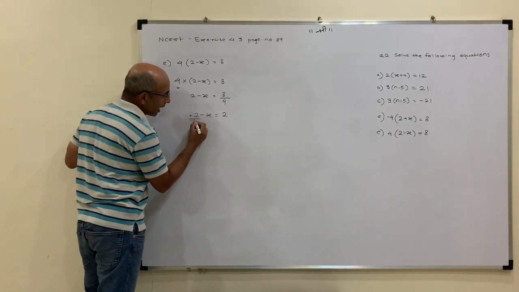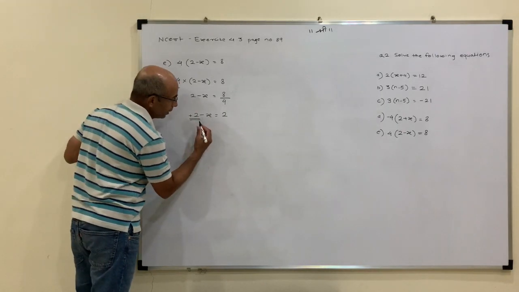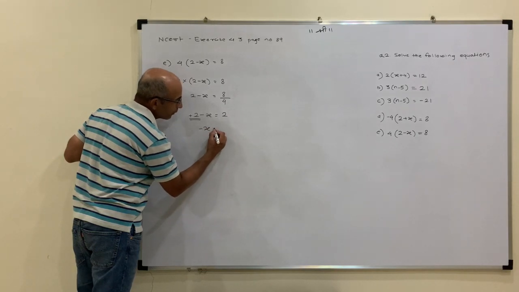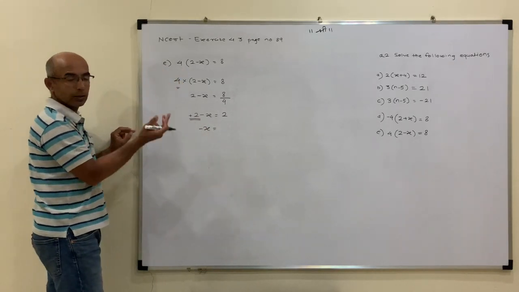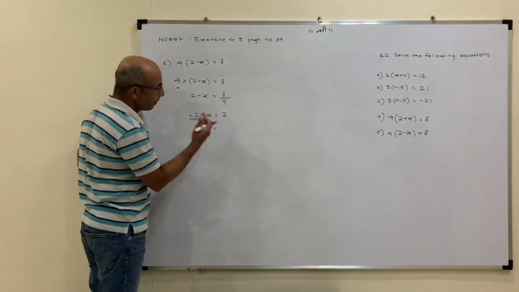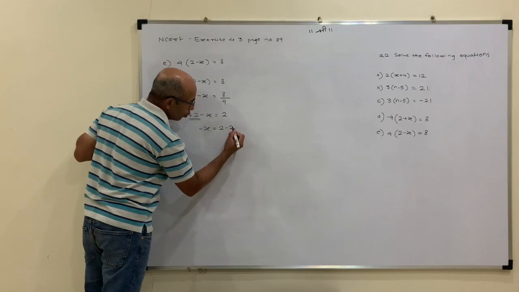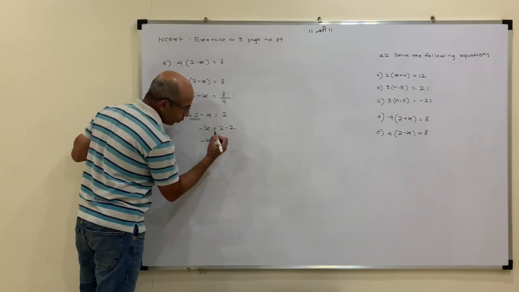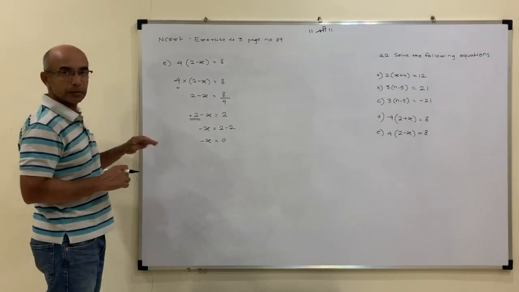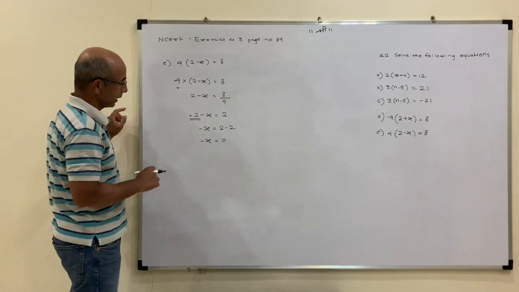Now I am going to transpose this plus 2 onto the other side. So minus x equals to, so plus 2 when I transpose onto the other side, it becomes a minus 2. So 2 minus 2, so minus x equals to 0. But here we need to understand, we need to find the value of x and not the minus x.